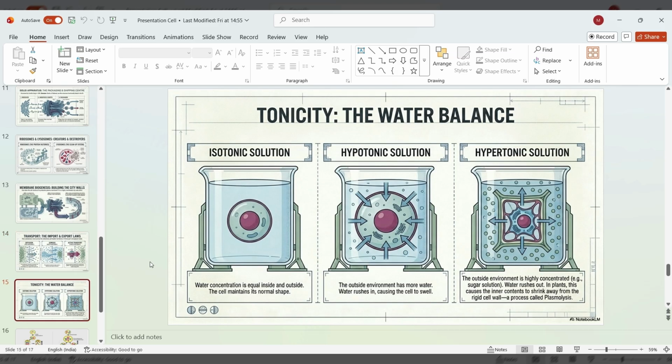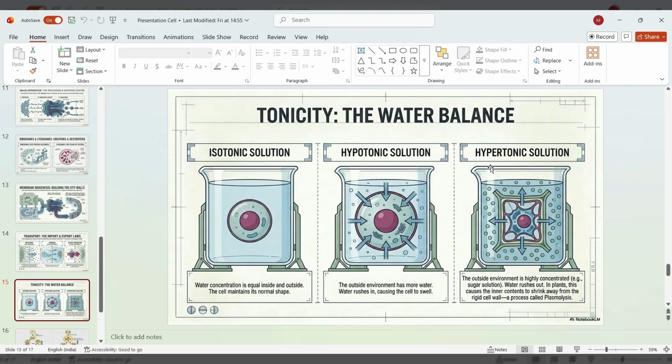Okay, so this is the tonicity. What is the tonicity? There are three kinds of solution. One is the isotonic solution, another one is the hypotonic solution, third one is the hypertonic solution. Iso means equal, tonic means concentration of salt or sugar. Hypo means less, tonic means concentration of salt or sugar. Hyper means more, and tonic means again concentration of the salt or sugar.